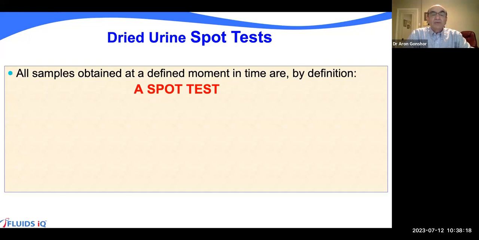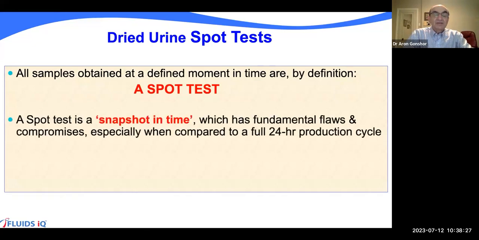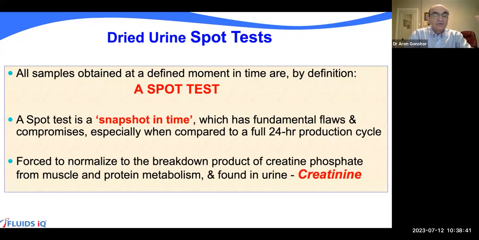So the samples for dried urine look at a defined moment in time. So by definition, it's a spot test. And a spot test, that's a snapshot in time, which has fundamental flaws and many compromises, especially when you're comparing it to a full 24-hour production cycle, which is very well understood. So because you're doing dried urine, you're forced to normalize to a breakdown product of creatine phosphate, which comes from muscles and protein metabolism, and it's found in urine, and that entity is called creatinine.